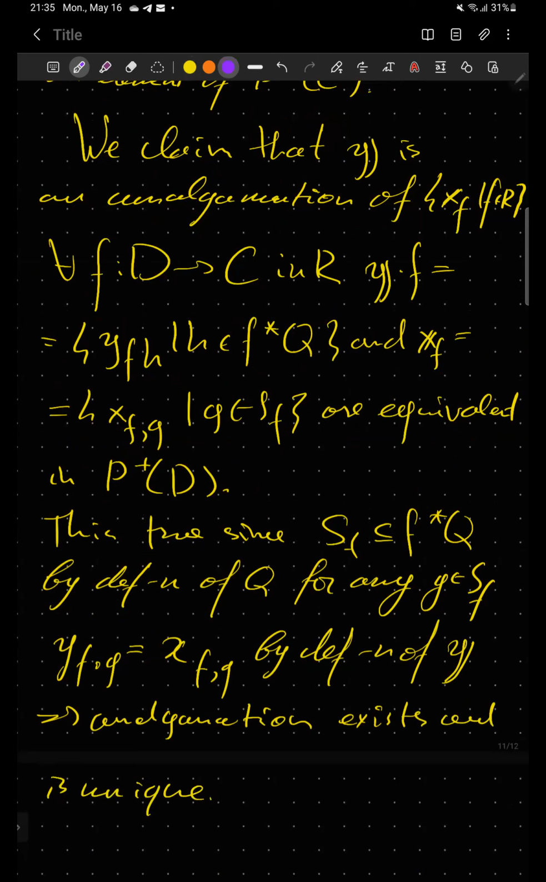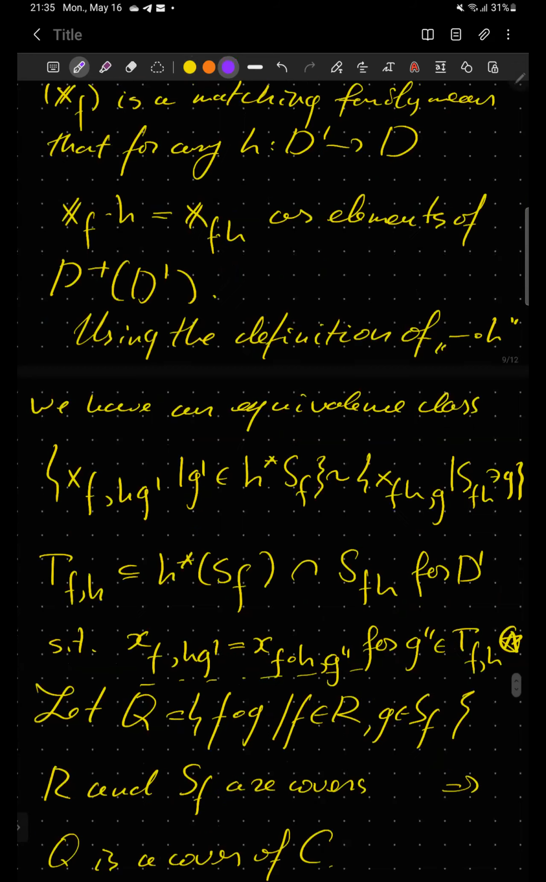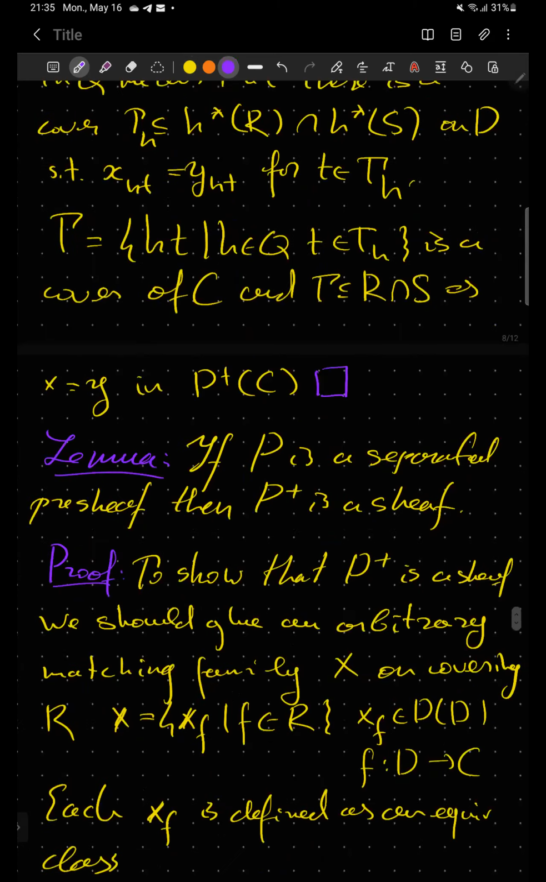Okay, so we're done with this laborious lemma, but the gist of it is that we've proven that a separated presheaf yields a sheaf under this plus functor.